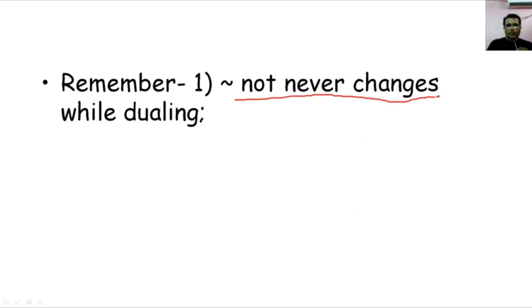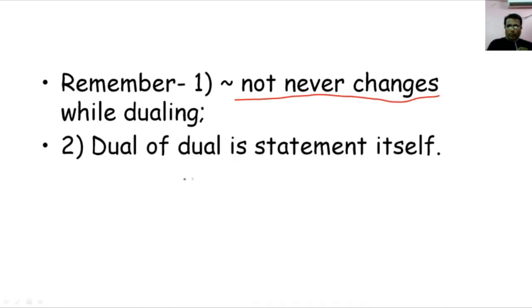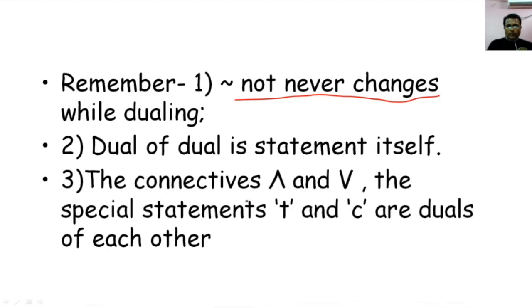Negation never changes while considering the dual. Dual of the dual is always the original statement. The connectives and, or, and the special statements T, C are duals of each other. Means and has a dual or, or has a dual and, tautology has a dual contradiction and contradiction has a dual tautology. They are duals of each other.